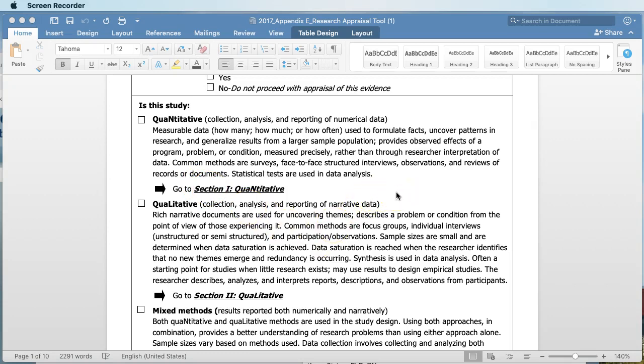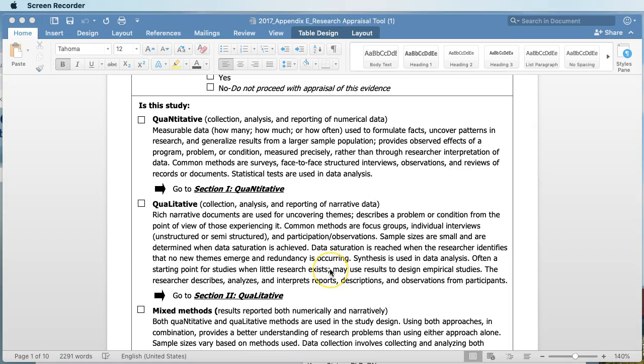A qualitative study is really more looking at interviews and narrations. They often use focus groups or observations, semi-structured types of interviews. Sample sizes are small, and it's reported in a report that has lots of description, lots of verbiage, and lots of observations. So you're not going to see analysis of data.